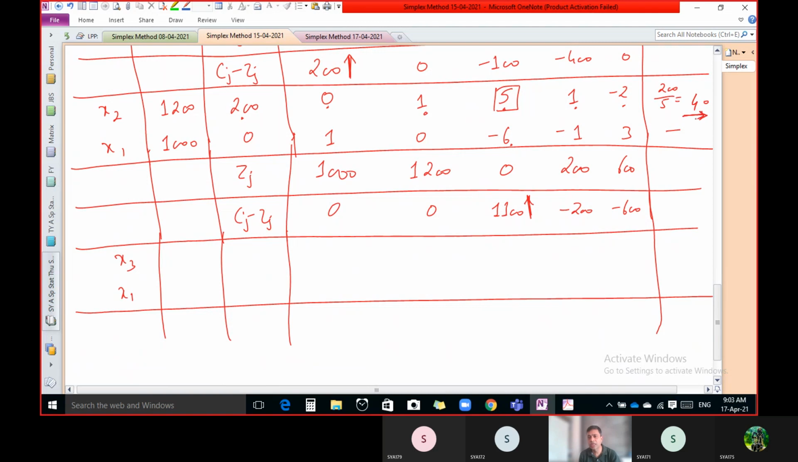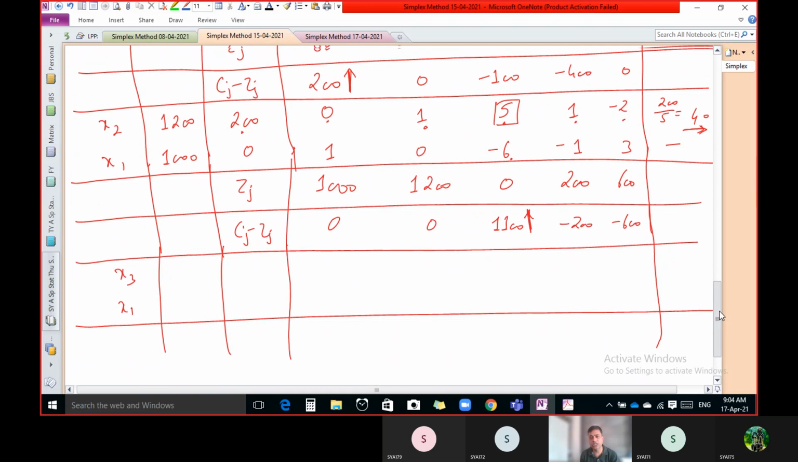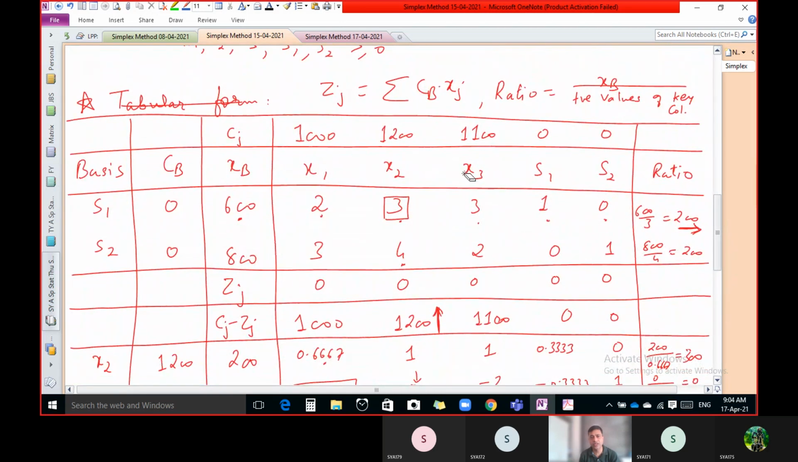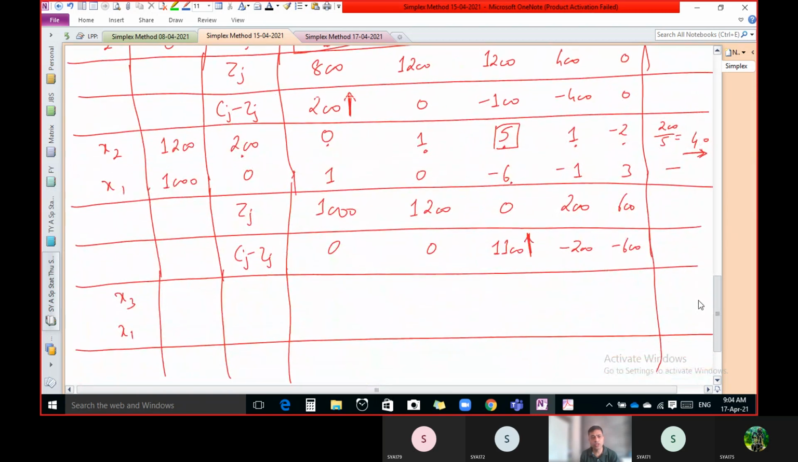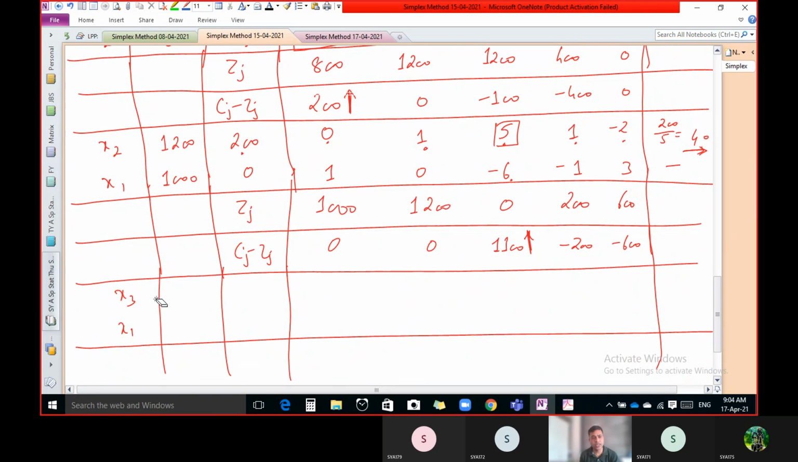So the corresponding variable, that means x2, will leave the basis and in its place x3 will enter. So x3 will enter in place of x2. X1 we keep as it is. Now the coefficients of x3 and x1 from the objective function: the coefficient of x3 is 1100, x2 is 1200, and x1 is 1000. So the coefficient of x3 is 1100 and the coefficient of x1 is 1000. That we write as it is.